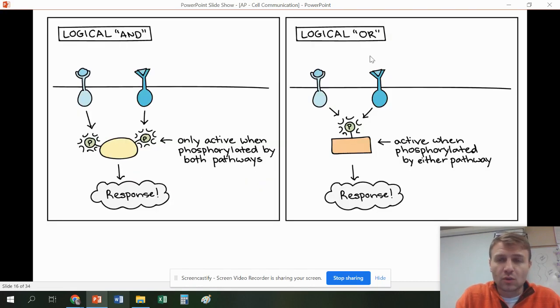We have this and/or way of looking at different responses. You can see here, both of these are going to be needed for a response. So again, both of these are needed. And this one, it's either or. So as long as we have one of these, you can get a cellular response. There's literally thousands of these different types of responses. And I kind of relate teaching about cell communication to, hey, there are just tons of different cars.